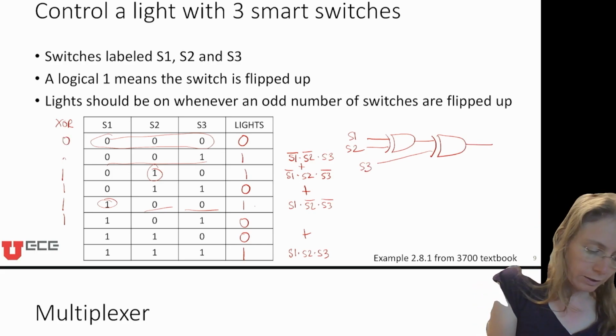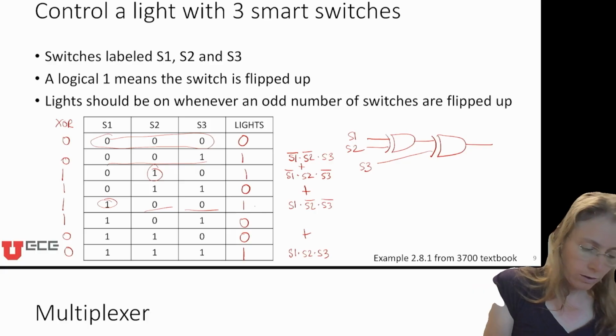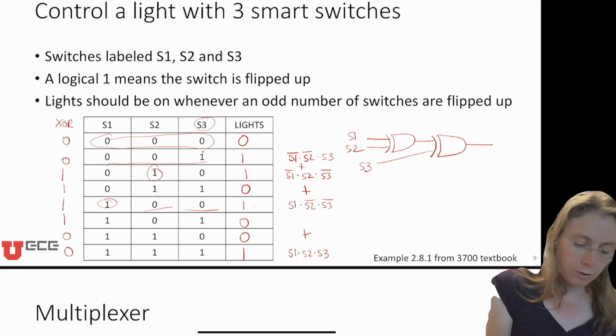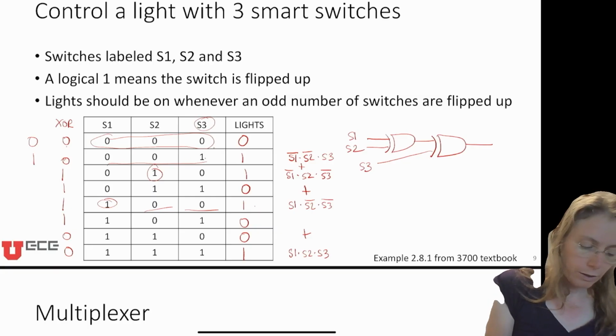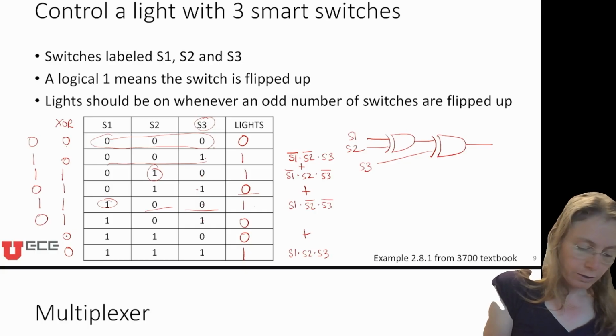So now I'm looking at this XOR over here, XORed with S3. So 0, 0, I'm going to get out a 0. 0, 1, I'm going to get out a 1. 1, 0, I'm going to get out a 1 because there's just a single one. 1, 1, I'm going to get a 0, which is good because I wanted a 0. 1, 0, I'm going to get a 1 again. 1, 1, they're both 1, so I get out a 0. And then 0, 0, they're both 0, so I get out a 0.